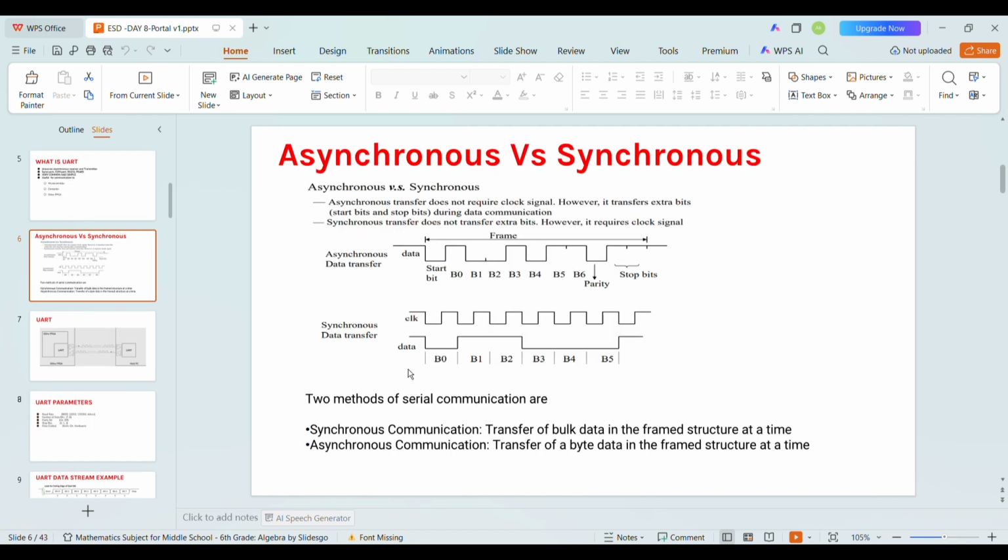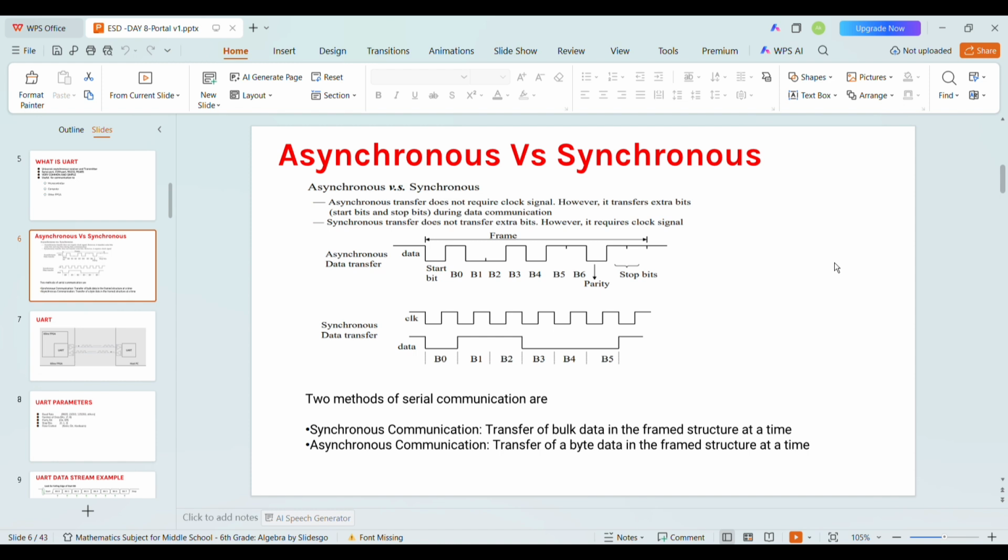Now there are two types. One is asynchronous and the other one is synchronous. Asynchronous data transfer, as we can see, does not require a clock signal. It is used when we need a more framed structure of data, but we cannot transmit as much data compared to using a synchronous method of communication.